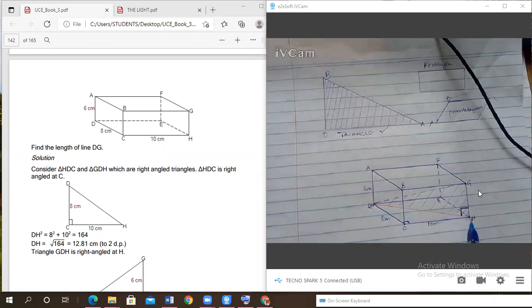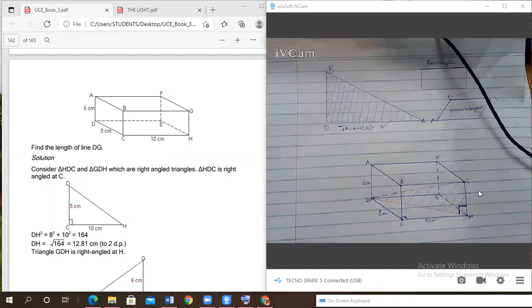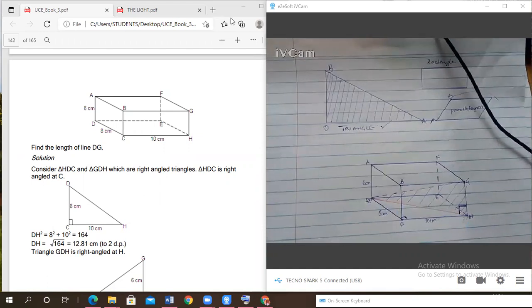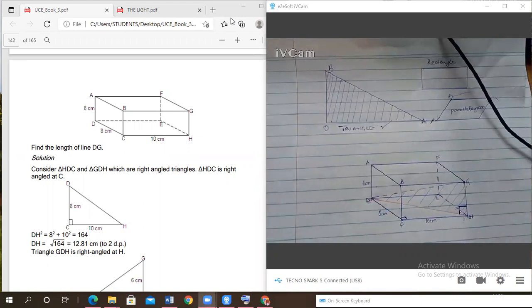So for me to find DH, what am I going to do? Anyone who can tell me, how do we find DH? Anyone who knows, put up your hand and I see you. Show up your hands. Yes, Kayesu, I've seen you. So how do we find DH? Teacher, we use Pythagoras theorem, and we get EH as 8 centimeters.